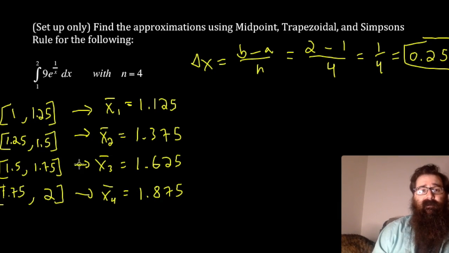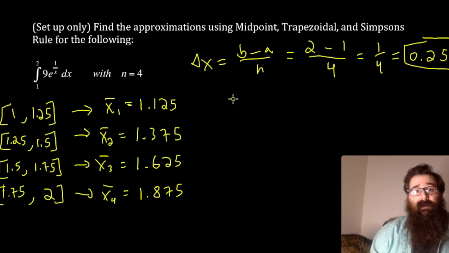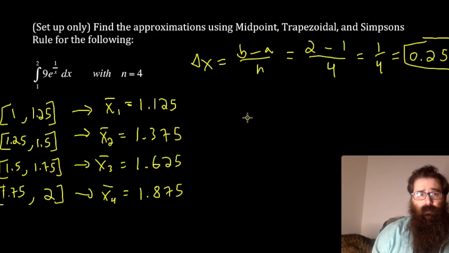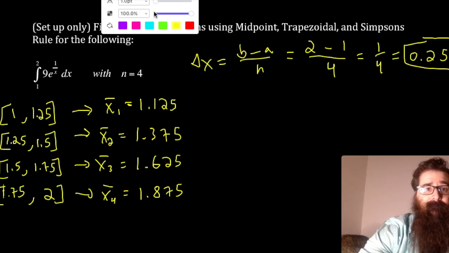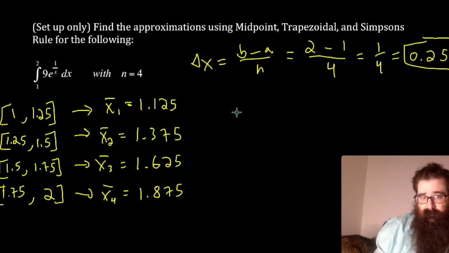Now that I have all my subintervals and all the midpoints, I can go ahead and work through these. Really, it's midpoint rule that's going to need the midpoints. Let's go ahead and work with midpoint rule first. Now, in general, I can write down how the formula would look for midpoint rule. So let's start with midpoint rule.